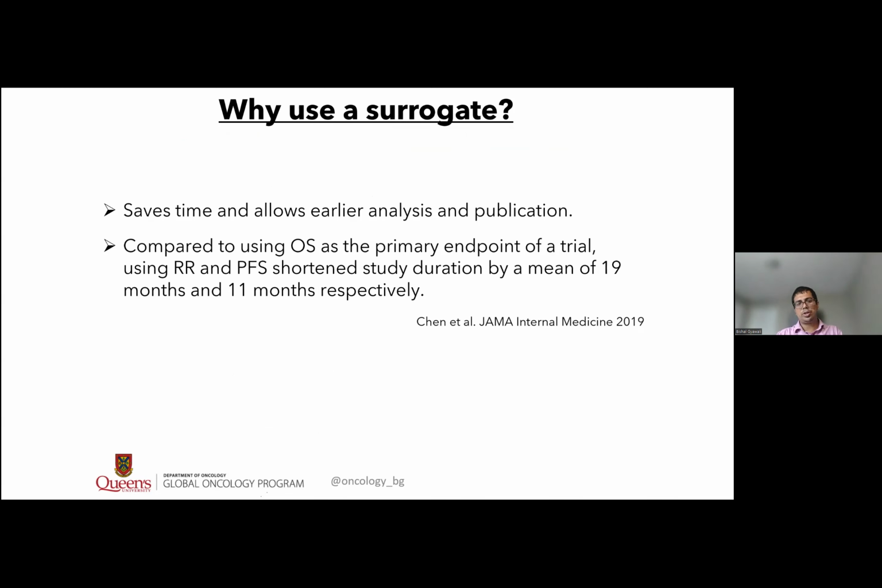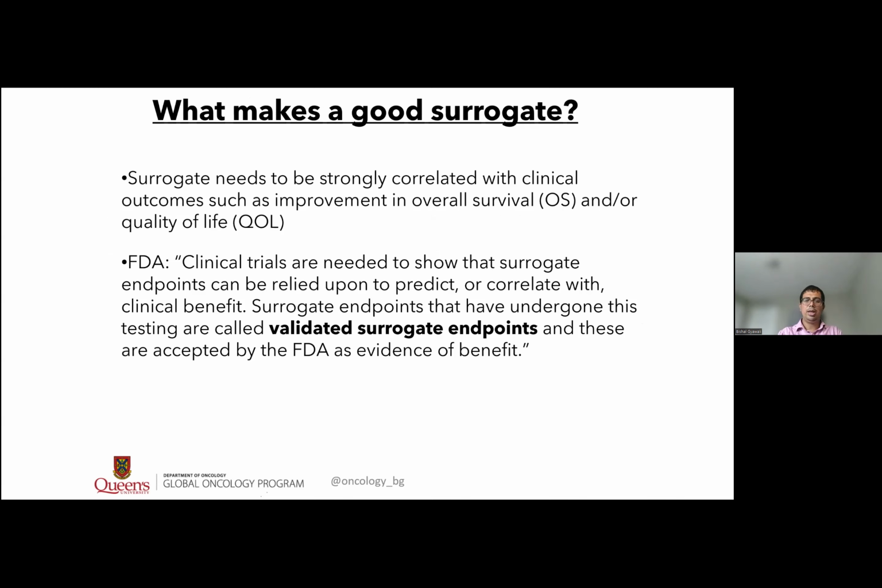The reason we use these surrogates is because they shorten the trial duration compared to using overall survival. Using progression-free survival shortens the time by almost a year. And response rate shortens the time by almost 19 months. However, not all surrogates are good surrogates. FDA says that the surrogate endpoints need to undergo testing to show that they can be relied upon to predict clinical benefit, and these are called validated surrogate endpoints.